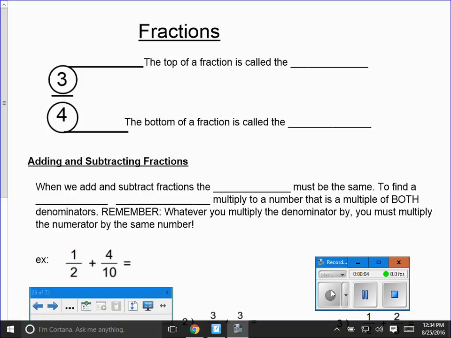This is going to be our video for Unit 1, Day 3. What we're going to be talking about today is fractions. So working with fractions the same way the last 2 days we've been working with whole numbers. So we're going to learn to add, subtract, multiply, and divide fractions just like we did with our whole numbers the last 2 days.